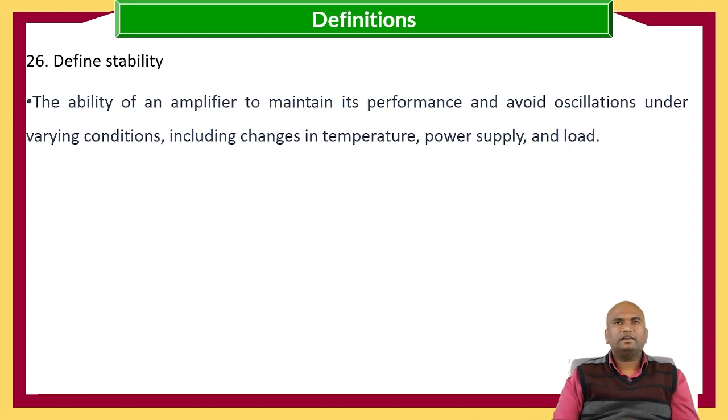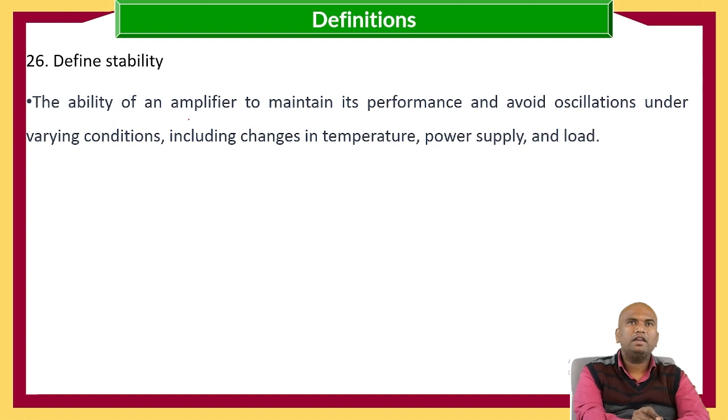Define stability. Stability is nothing but maintaining stable operation. It is the ability of an amplifier to maintain its performance and avoid oscillations under varying conditions, including changes in temperature, power supply, and load.